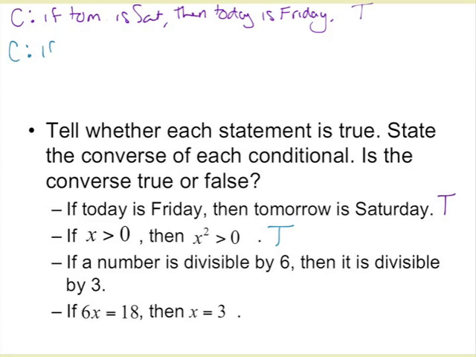Our converse leaves the if where it is, but then switches the insides. So if x squared is greater than 0, then x is greater than 0. True or false? False. We just had an example of this where we said x squared was 49, right? 49 is a positive number, but we said one possibility for x is negative 7. So just because a square is positive doesn't mean our starting number was positive. So that statement is false.